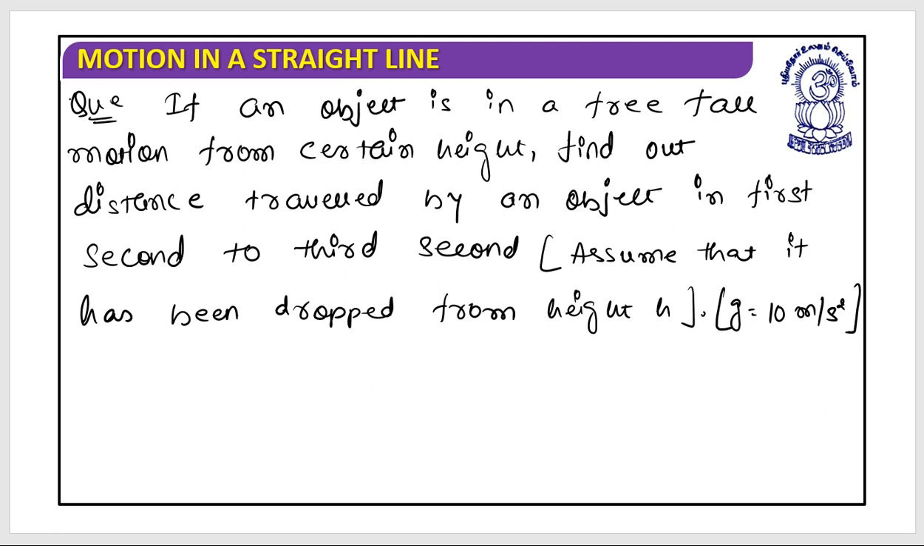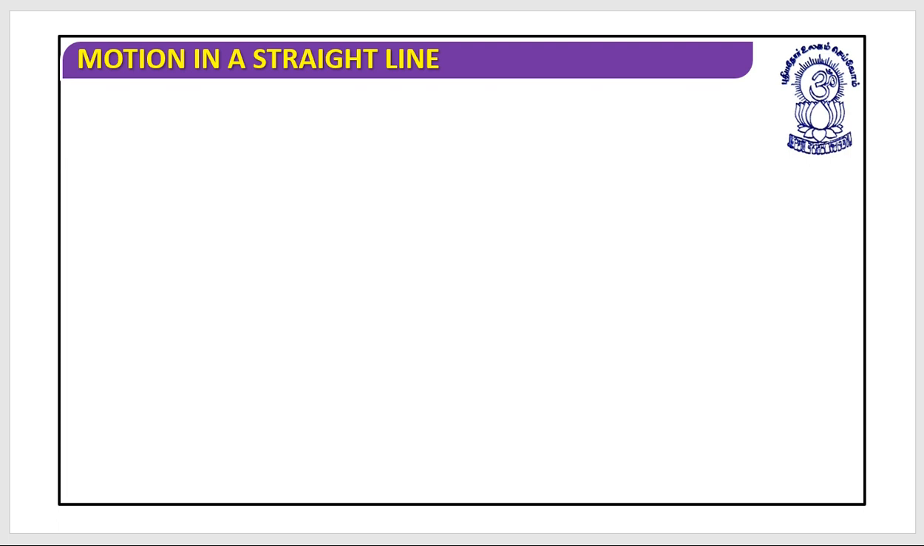What they said is that an object is having a free fall motion from a certain height. I need to find out the distance traveled by the object in the first second to the third second. They also mentioned that it has been dropped from a certain height h, and I can take g equals 10 meter per second square. So what can I do? What is going through your mind? How will you do this? Any clues and any ideas? Yes, so let's move with this.